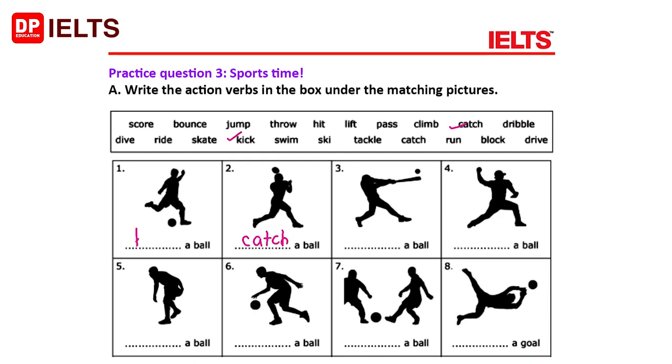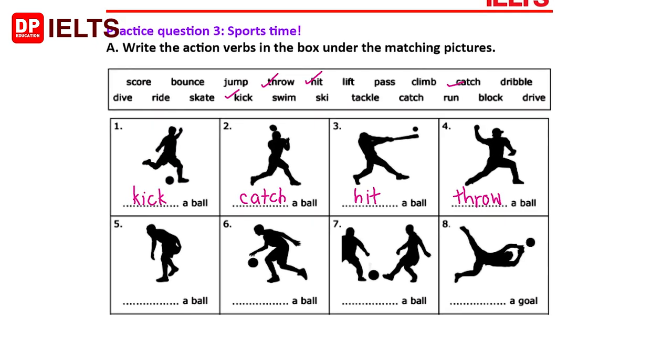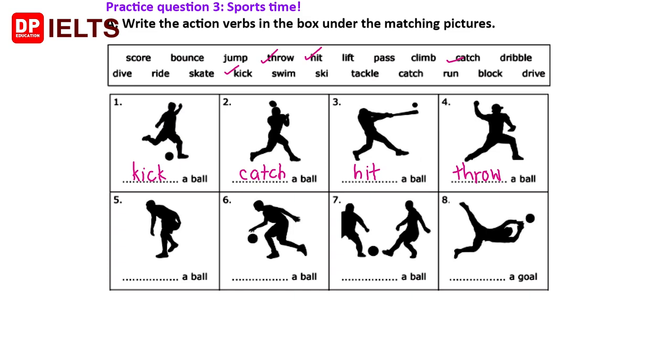Kick a ball. Hit a ball, throw a ball. Right, so the fifth one is dribble a ball. Next one is bounce a ball. Next one is pass a ball. Next one is score a goal.